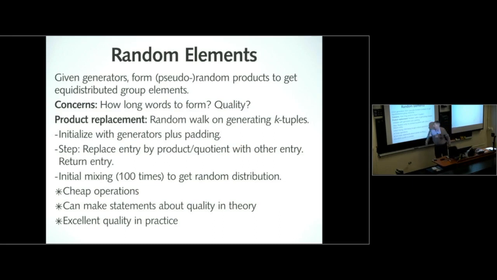to get typically around 100 times or so to get some random distribution. The nice thing about it is it's a relatively cheap operation. It's just a single multiplication for each random step. Because it's based on random walk theory, one can actually make statements about the quality in theory. In practice, the random elements one gets this way are pretty good.